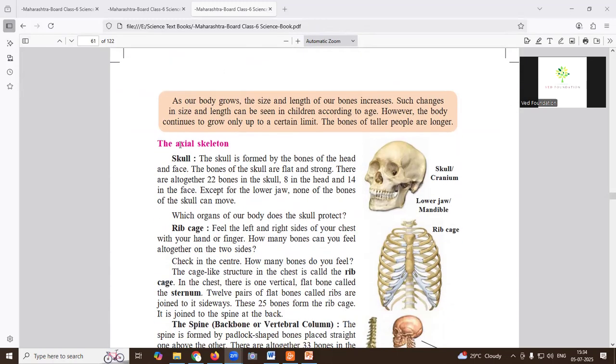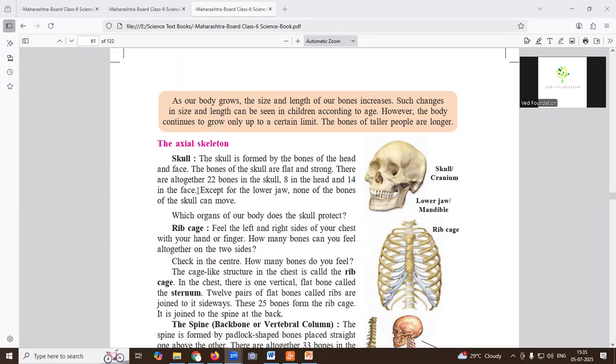Axial skeleton. So we have learned that axial skeleton includes skull, rib cage and spine. Let us learn about them one by one. This is skull or cranium. The skull is formed by bones of the head and face. You can see here bones of head and face together form skull. The bones of skulls are flat and strong. There are altogether 22 bones in the skull. Out of them, 8 bones are in head and 14 bones are in face.